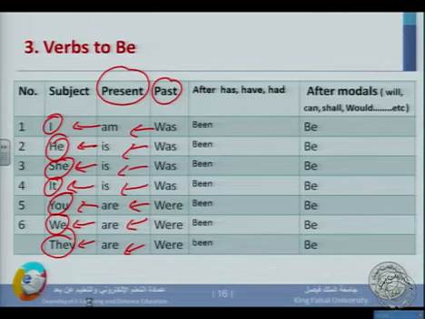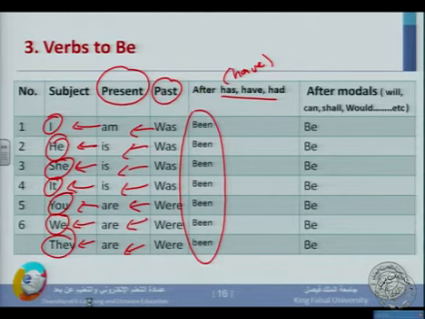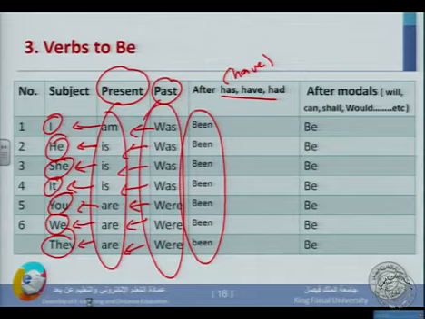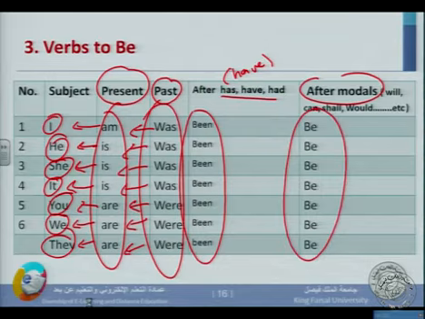في عندنا ايش بنسموه ايضا after has and have had. بعد افعال verb to have فعل to be باخذ شكل مختلف، باخذ على شكل been سواء كان مفرد او جمع. اذا verb to be في المضارع له اشكال، في الماضي له اشكال، و after has have had له اشكال مختلفة. after models مثل will can shall بيجي verb to be مجرد ما له شكل، هو verb to be. We will be in Jordan.